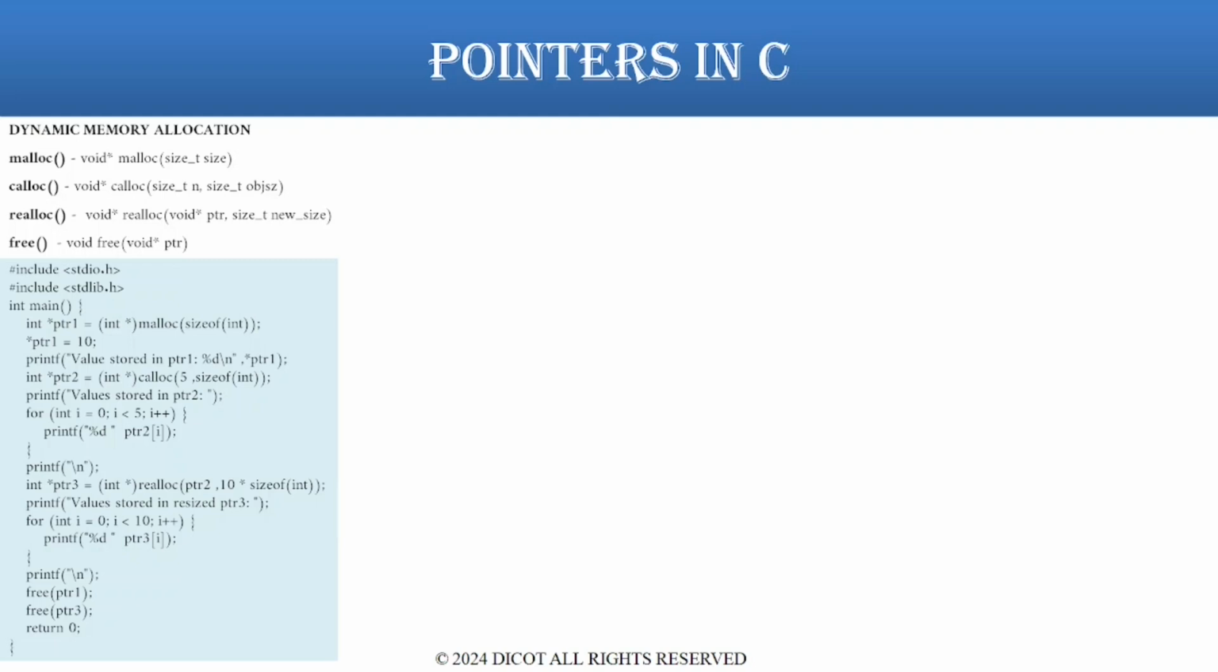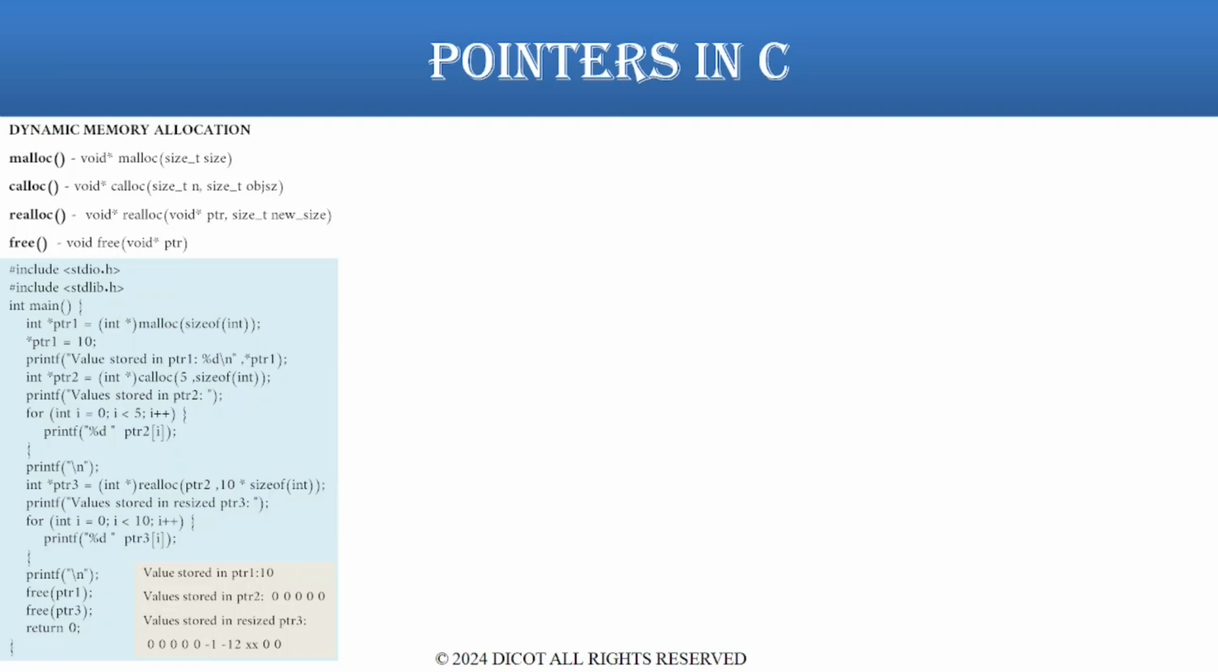The output of this program is: the value stored in ptr1 is 10. This is the value we initialized after allocating memory through malloc. Value stored in ptr2 is 0, 0, 0, 0, 0. So we have 5 integers with initial value of 0 because calloc initializes the memory allocated to 0.